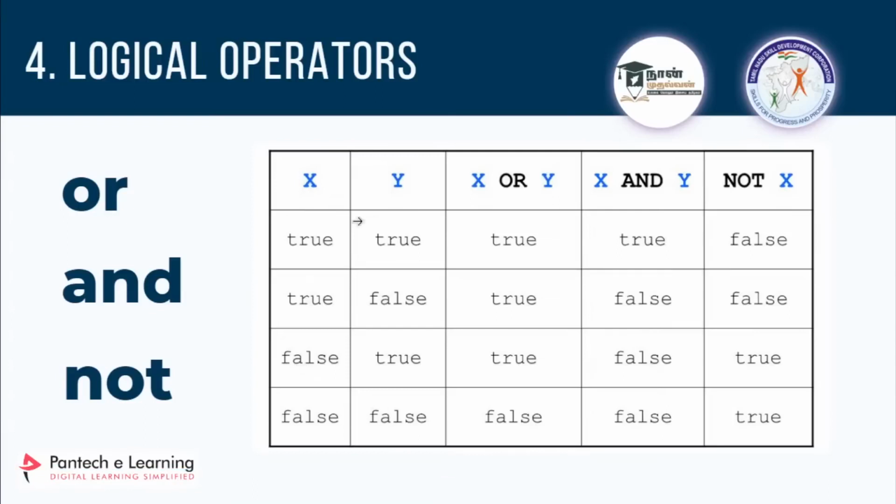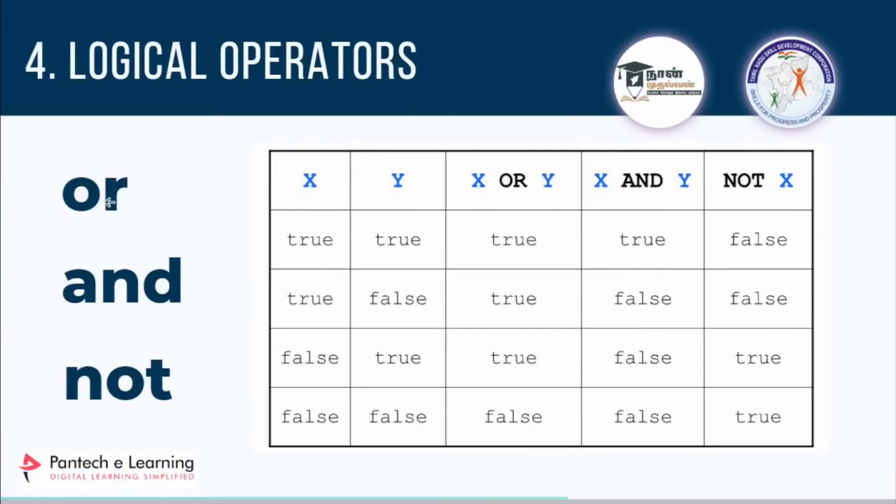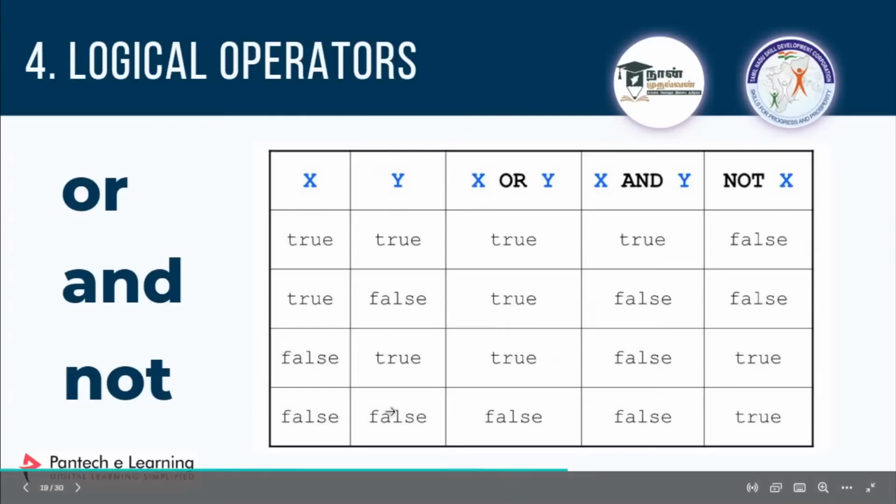I'm having a set of x and a set of y. These things are used to compare. With the OR operator, I'm comparing x with y. If x and y are true, it is going to give me true. If x is true and y is false, or if x is false and y is true, in any of these cases it is going to give me true as the output. Finally, if both are false, then only it is going to give me false.